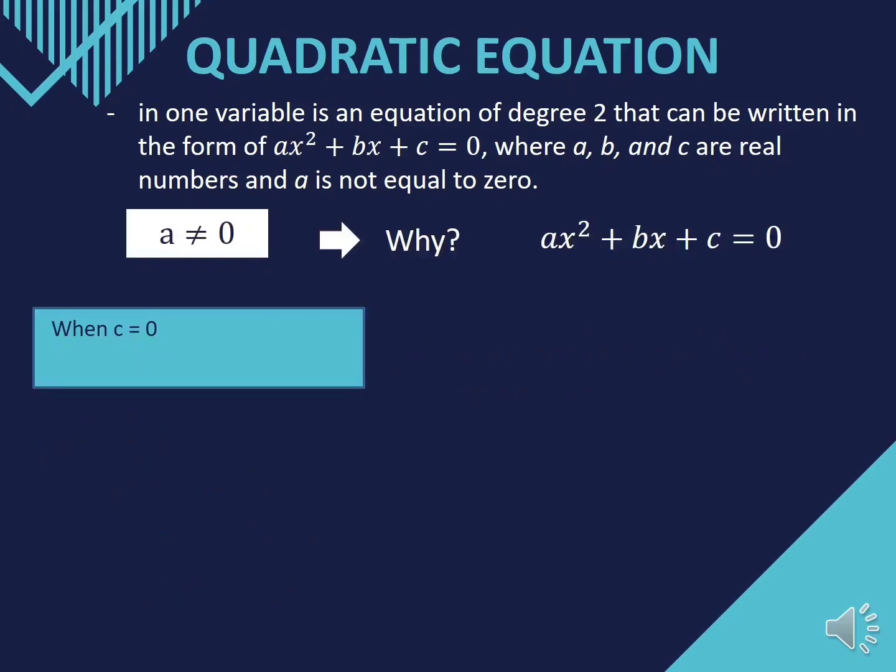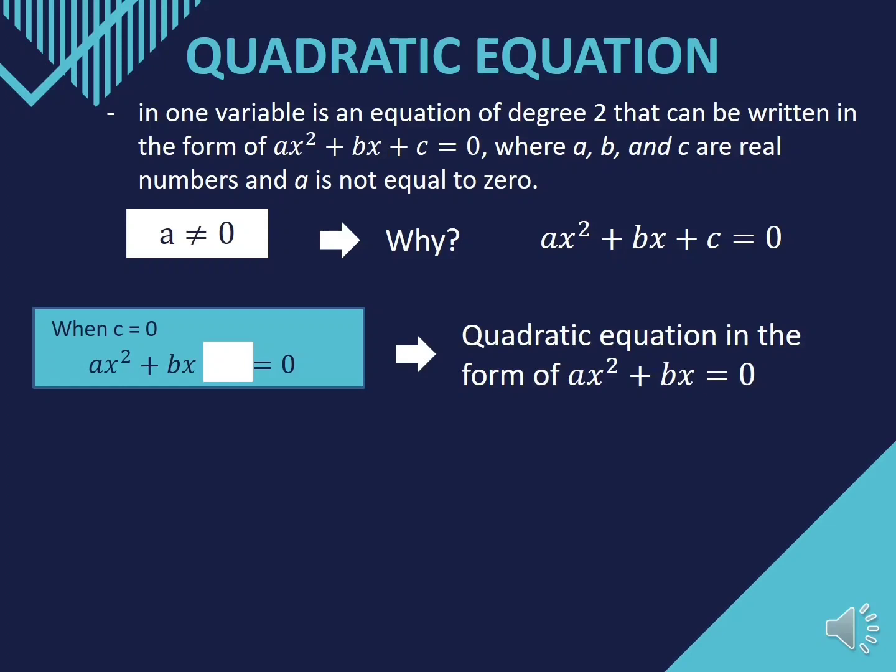So what about if c is equal to 0? So meaning to say the constant term is missing. So here we have ax squared plus bx plus c is equal to 0 when c is equal to 0. So therefore, the resulted equation will become ax squared plus bx is equal to 0. So yan na yung nangyari, nawala si constant term. So is it still a quadratic equation? Yes, of course, because it is still in the degree of 2, or the highest exponent is 2.